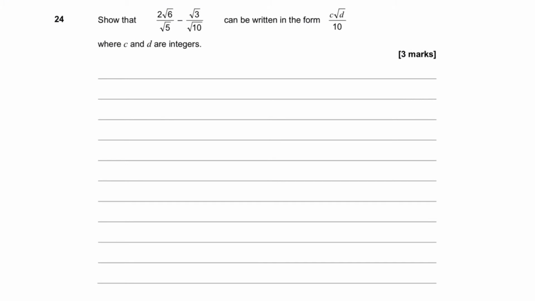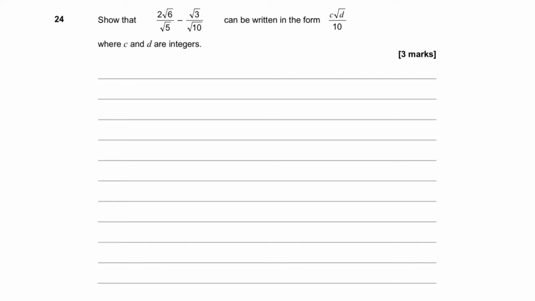So our first question says, show that 2 root 6 divided by root 5 minus root 3 divided by root 10 can be written in the form c root d divided by 10, where c and d are integers. So we have two fractions here with surds on the bottom of them, so I'm going to start by rationalising them. In the key points video we learnt that it's bad maths to leave a surd at the bottom of the fraction, so we times both top and bottom by the surd to get rid of it.